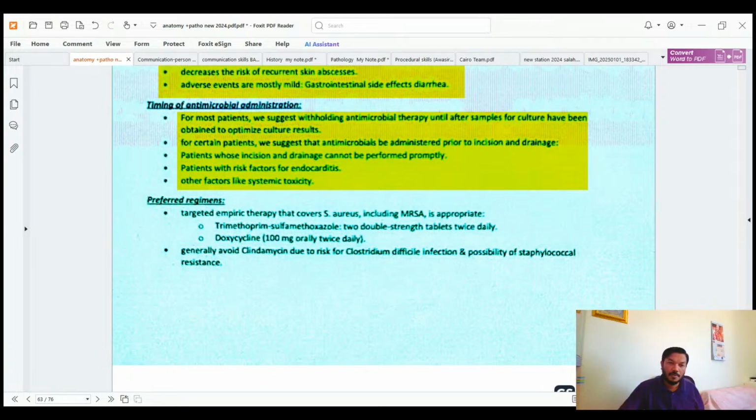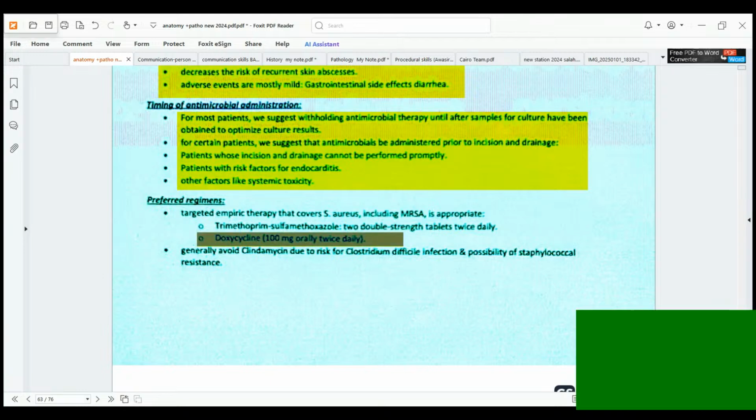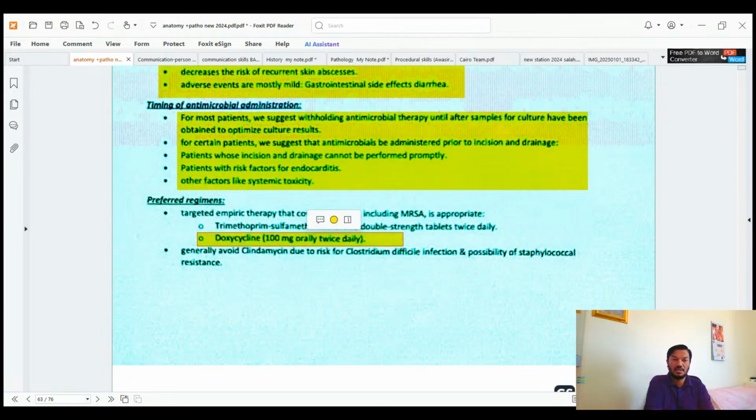Targeted infection therapy that covers several organisms, including MRSA, is appropriate. Trimethoprim-sulfamethoxazole two double-strength tablets twice daily, and doxycycline 100 mg orally twice daily.